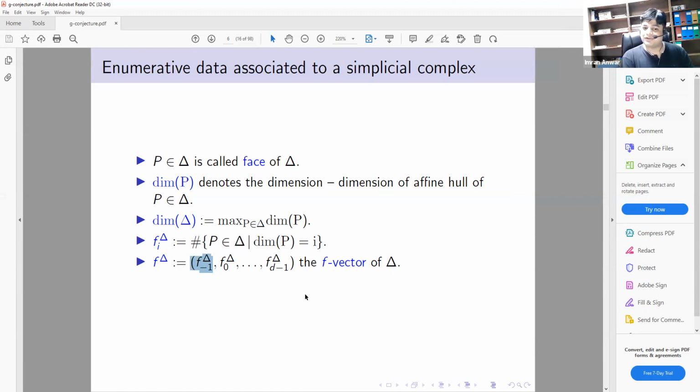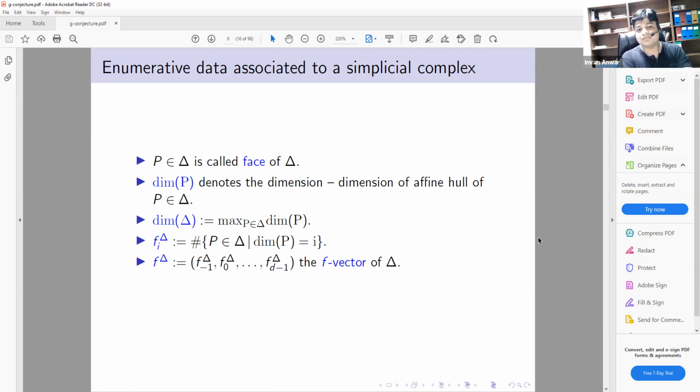What is f_{-1} of delta? Unlike the theory of linear spaces, in other words vector spaces, in affine spaces the empty set is also an affine subspace. So this minus one indicates that particular simplex which is associated with the empty set. In this particular case, there is always one subspace of that affine space or affine hull, which is of dimension minus one; we always relate the dimension of the empty set to minus one here.